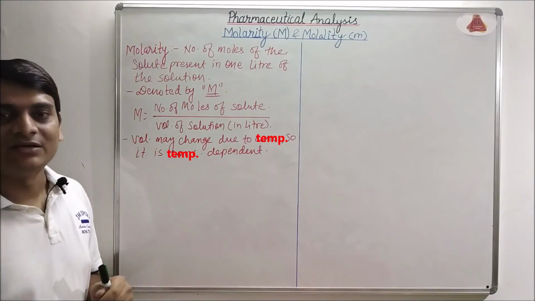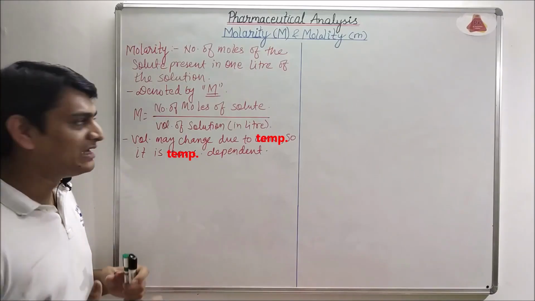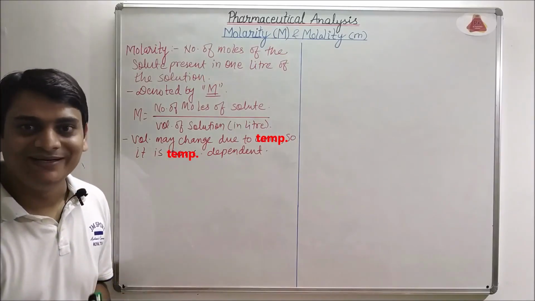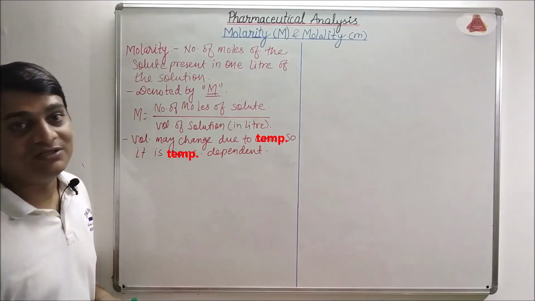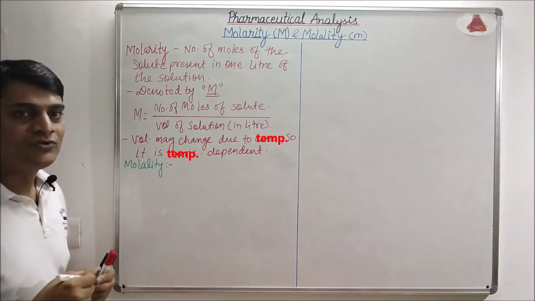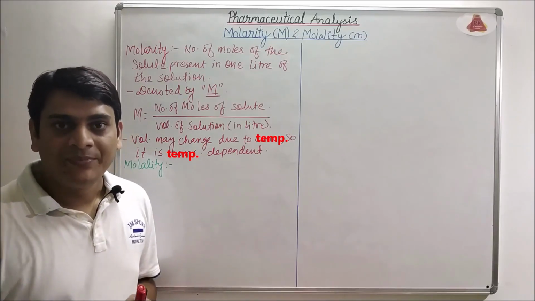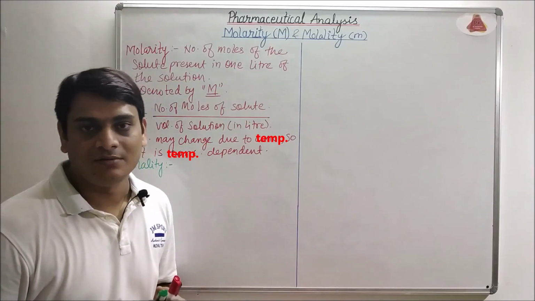Now coming to the details about molality or molal concentration. After that we will discuss the examples of molarity and molality together. So coming to the second one, that is molality. So what is molality? Molality is the number of moles of solute present in 1 kg of the solvent.